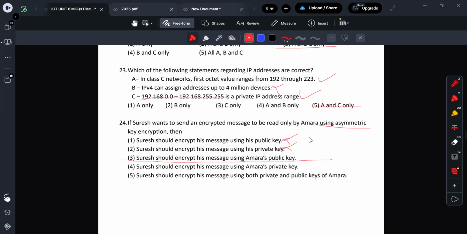Fourth option, he should encrypt his message using private key. No. We use only one key for encryption and another key for decryption. So Suresh takes Amara's public key and uses it to encrypt the message. And only through Amara's private key can we decrypt it. Clear, no? Is that clear? Asymmetric.